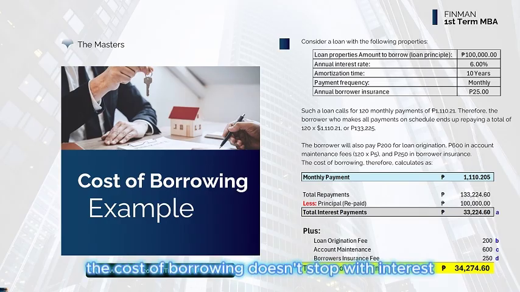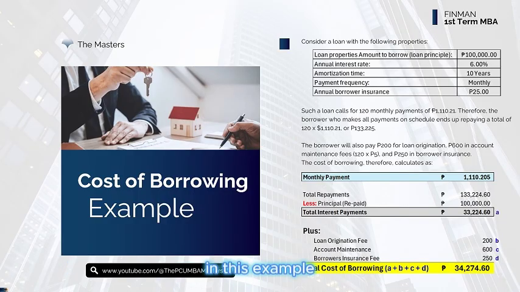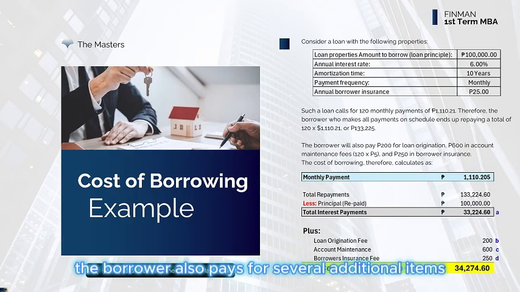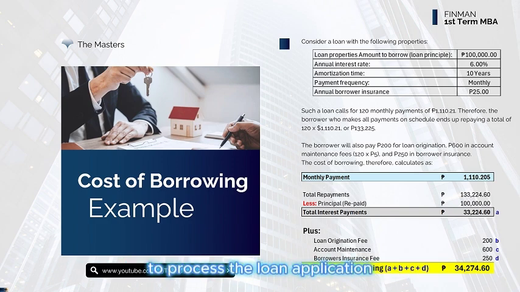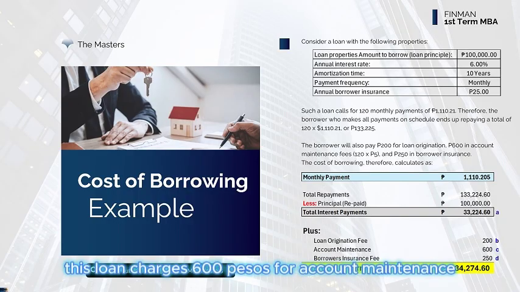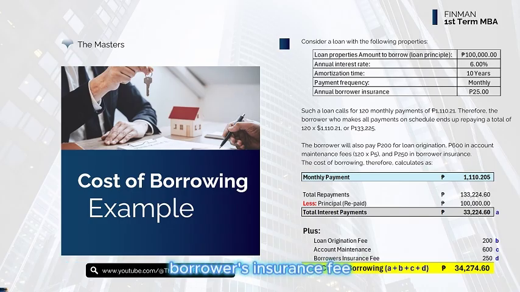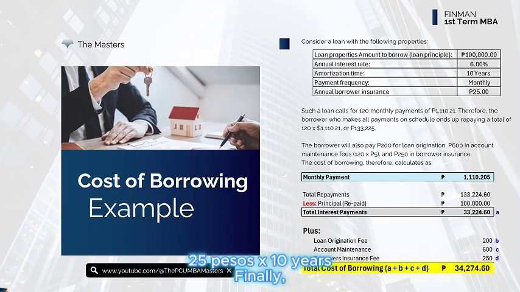However, the cost of borrowing doesn't stop with interest. We also have to consider various fees and charges that lenders impose. These are often the hidden costs. In this example, the borrower also pays for several additional items. Loan origination fee, a one-time charge of 200 pesos to process the loan application. Account maintenance, this loan charges 600 pesos for account maintenance. Borrower's insurance fee, since the annual premium is 25 pesos and it's a 10-year loan, the total insurance cost is 250 pesos, 25 pesos times 10 years.